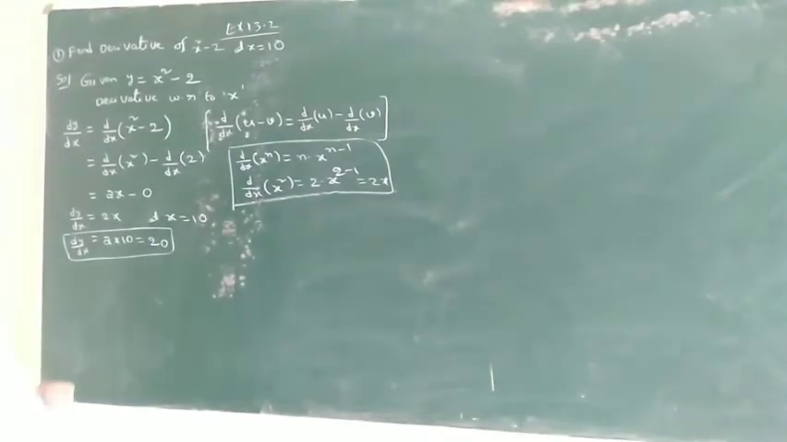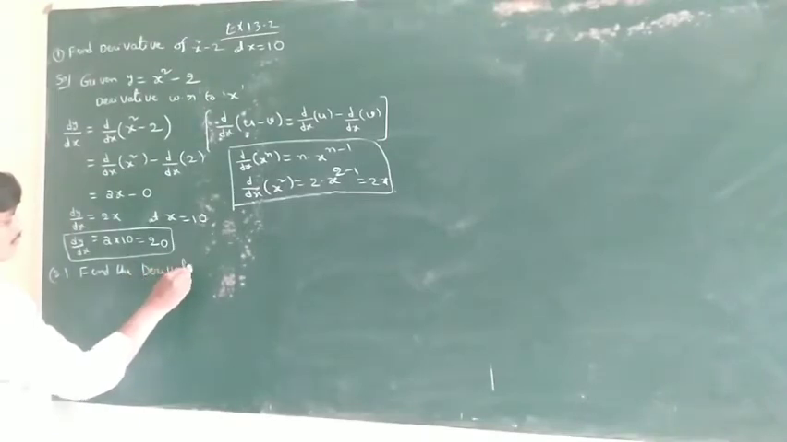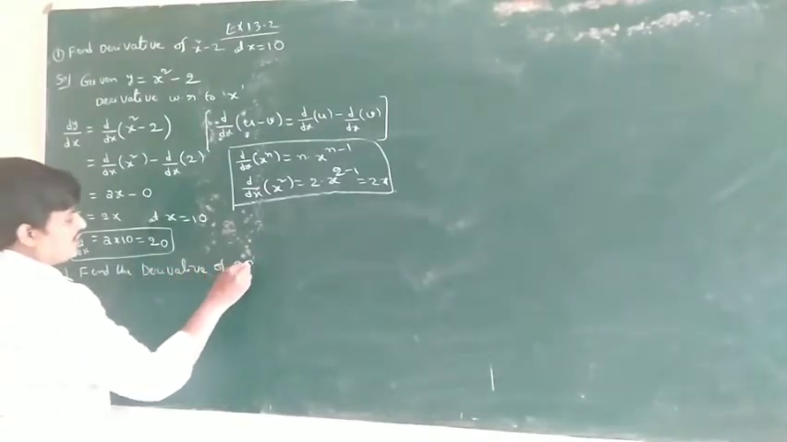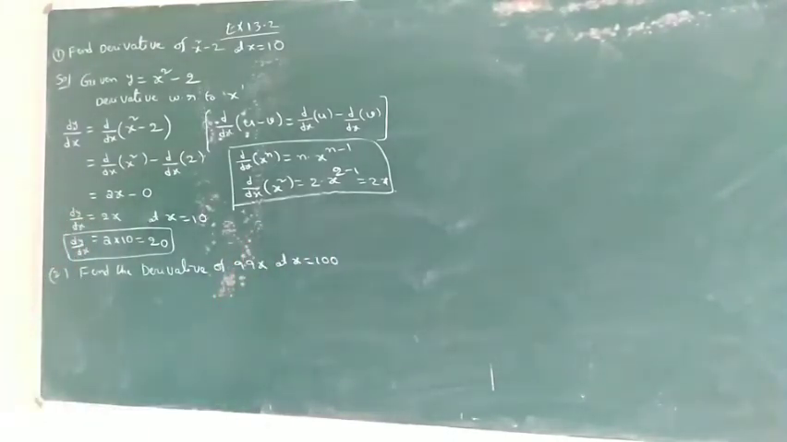Next, second problem. Find the derivative of 99 into x at x is equal to 100. 99x at x is equal to 100. So solution. Given y is equal to 99 into x.